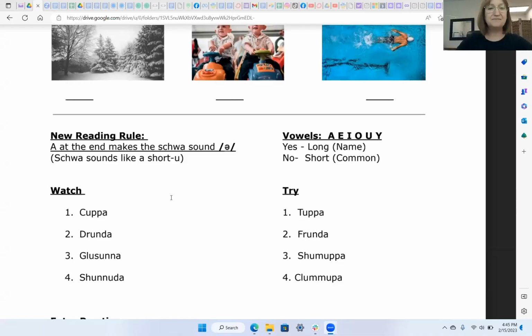But A at the end always says uh. America, China, panda, Russia. I don't know why countries are coming to my mind. Montana, Dakota, Alaska. Why are there a lot of places that end with an uh sound? I don't know, but it's true. Whenever a word ends with an A, it's going to say uh. So let's practice.